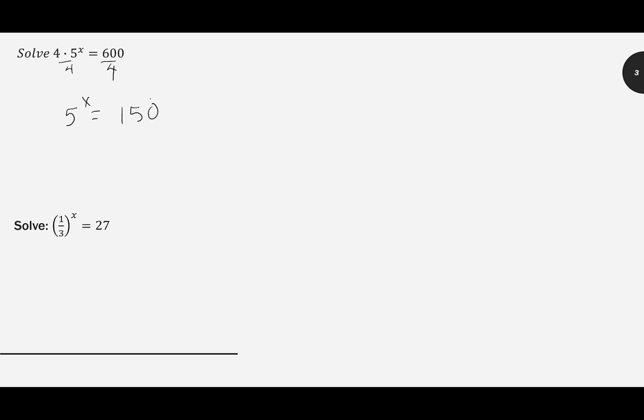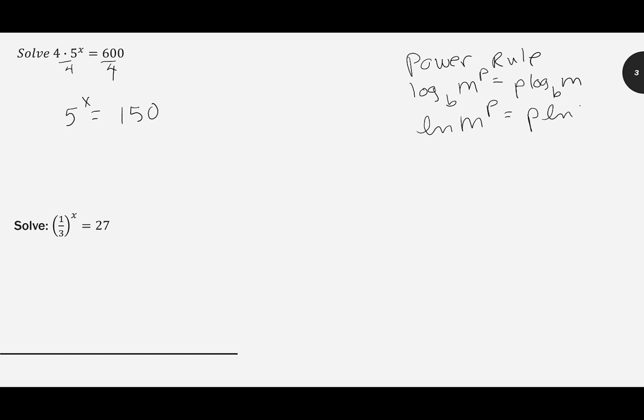So what we do when that happens is we borrow one of our properties of logarithms. There's this one, the power rule, which says the log base b of m to the p is p times the log base b of m. What I tend to do is use that with natural log. So if I have natural log of m to the p, I have p times the natural log of m. Why that's important is it brings the power down, and right now x is the power, and that's what we're trying to solve for. So I'm going to take the natural log of 5 to the x and the natural log of 150, which says the x comes in front. I have x times the natural log of 5 equals the natural log of 150.